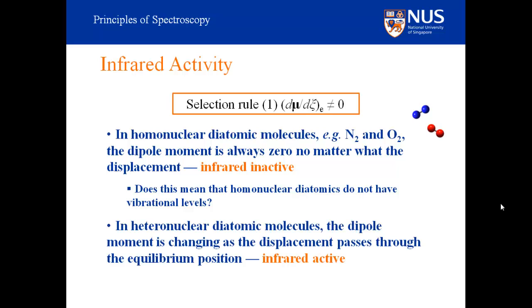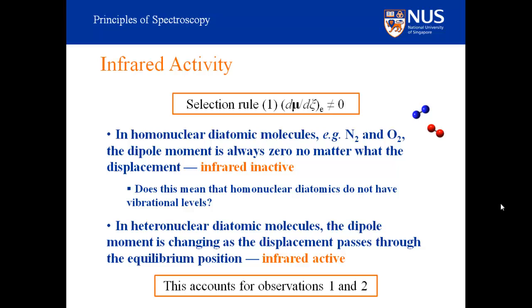For a heteronuclear diatomic, the dipole moment is changing. So remember, the dipole moment is just charge times distance. As the bond length changes, the dipole moment changes. And for that reason, heteronuclear molecules do have infrared spectra and are known as infrared active molecules. This is essentially accounting for our second observation, that carbon monoxide dissolved in a solvent has a vibrational band in the infrared. And so, we have explained the first two observations we made with regard to vibrational spectroscopy.